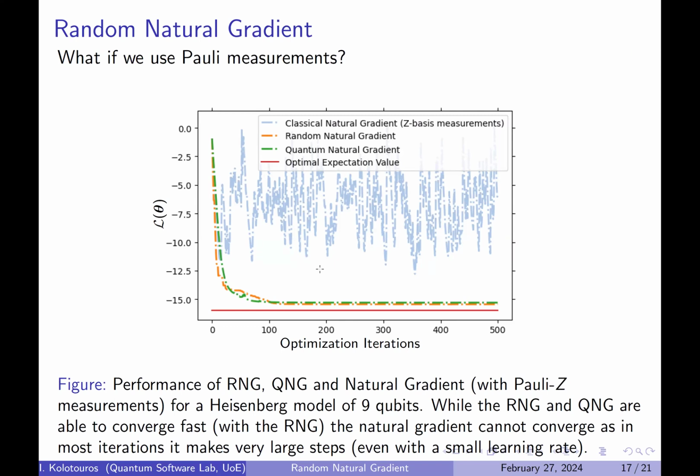I see. And for the random natural gradient that you use for this plot, I saw in previous cases you varied the number of layers. For this one, how many layers did you use for the hardware efficient ansatz? I don't remember, to be honest. I have to check. Is it stated here?